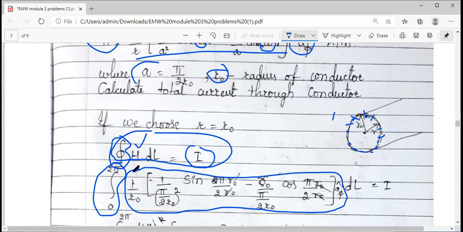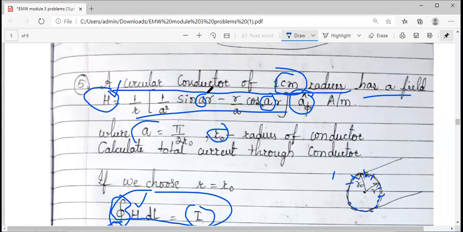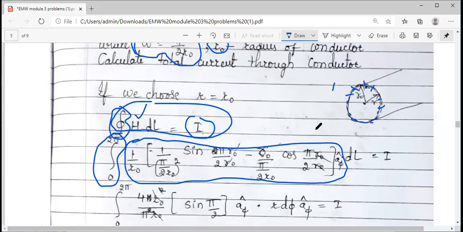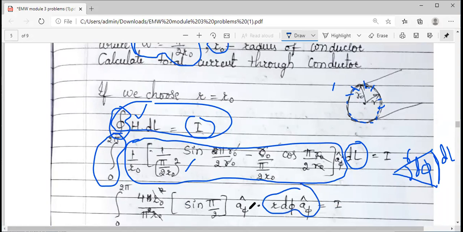This value is H. I have substituted. You can observe wherever A value is there in the given H, I have substituted A as pi by 2 R naught, and dl I have kept as it is. And in the theory classes we have seen, if this is that arc length dl, this is your radius R, this is your angle d phi. So what is dl? Arc by radius is equal to angle. So with that we will get R d phi as the dl value. So I have taken that, and a phi dot a phi will be equal to 1. i dot i, j dot j, k dot k is equal to 1.